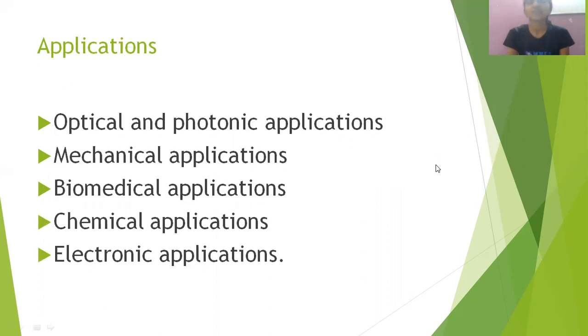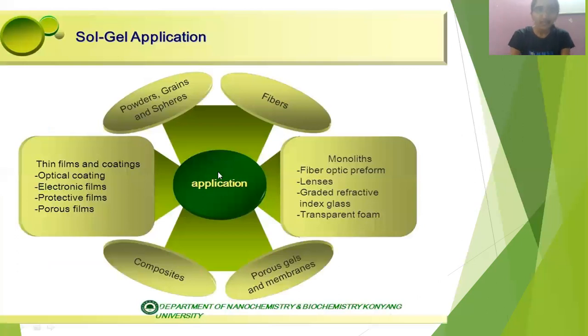Now let us look at the applications. As it is related to nanotechnology, it has a wide range of applications, as you know. The applications include optical and photonic applications, mechanical applications, biomedical applications, chemical applications, and electronic applications. These are all the different kinds of applications of this sol-gel process. You can see here, right? So with this sol-gel process, many industries get benefited.